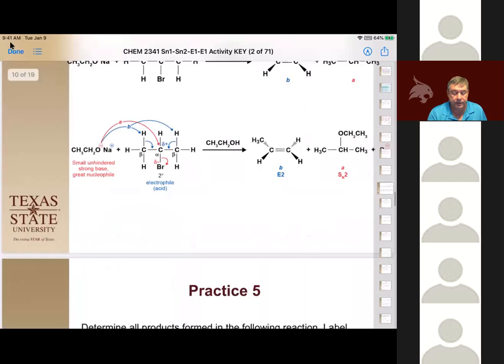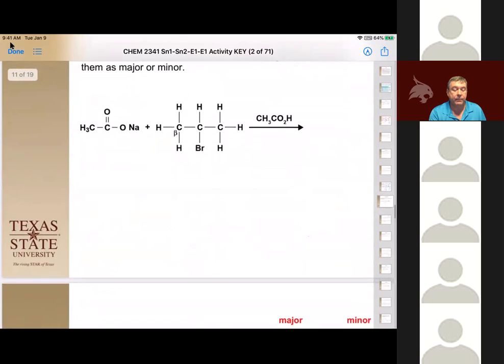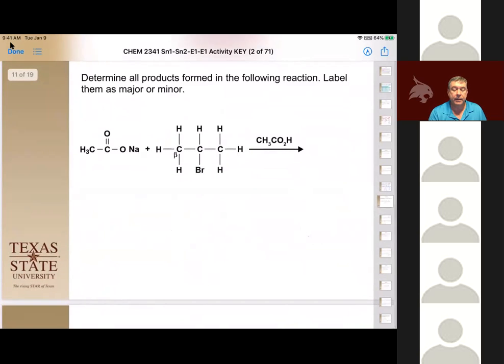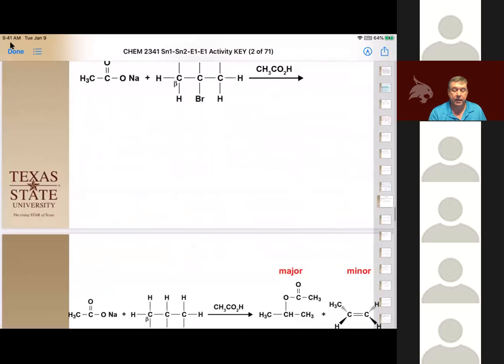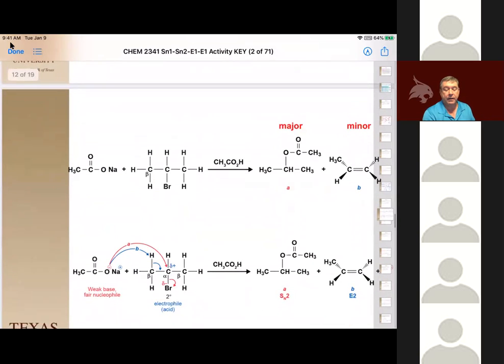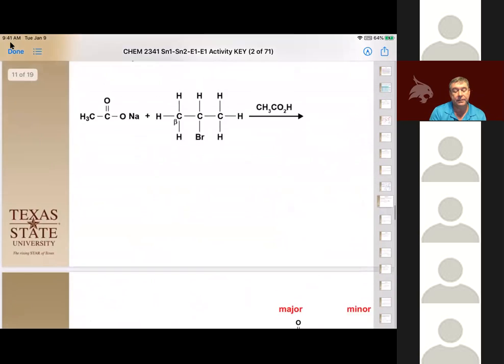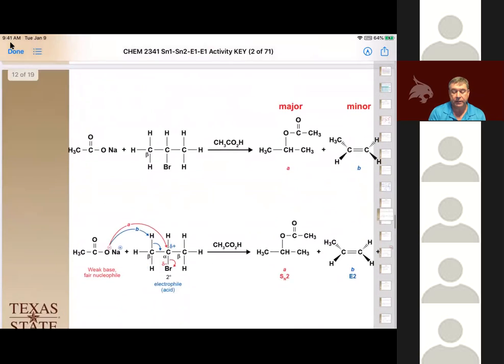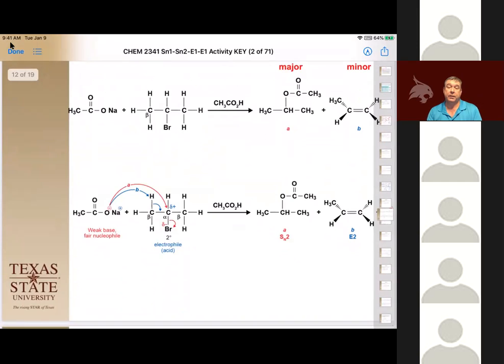Okay, and you can go through the last one here. We have a poor nucleophile in a polar protic solvent. So we're actually going to end up getting our substitution as our major because this is a poor base. So it's a poor nucleophile and a poor base. So our substitution product is going to be the major product.